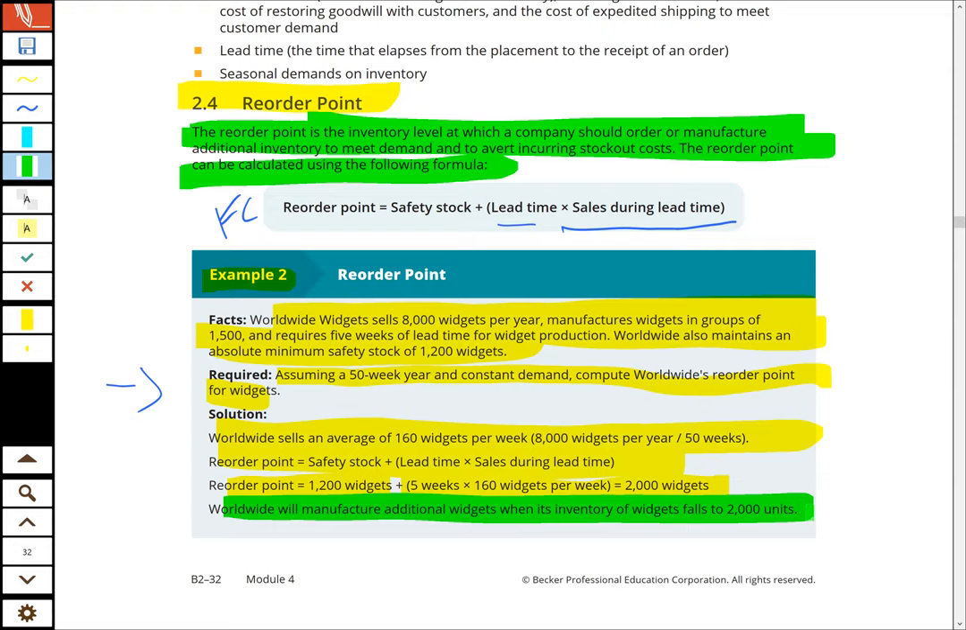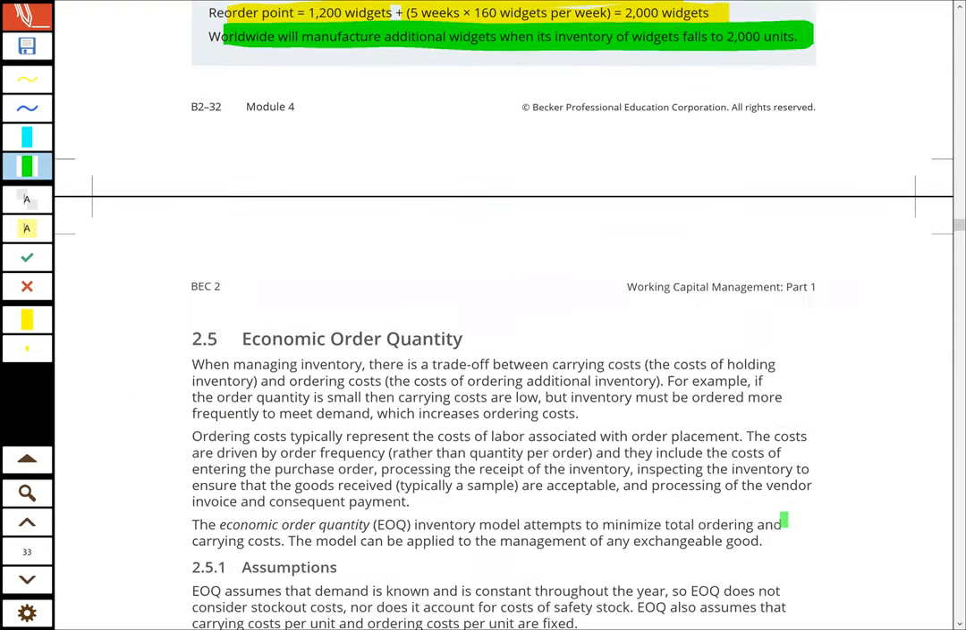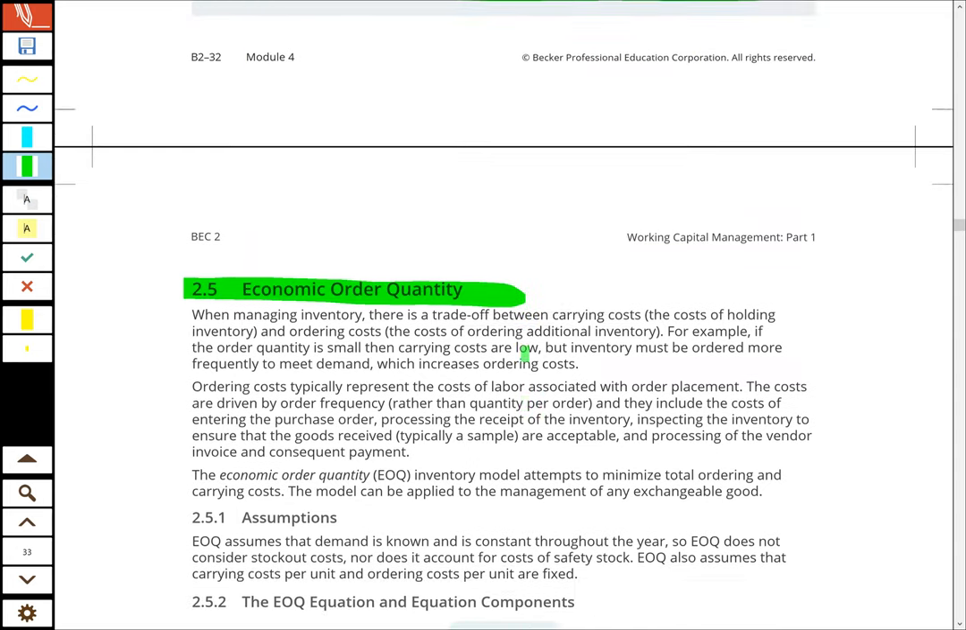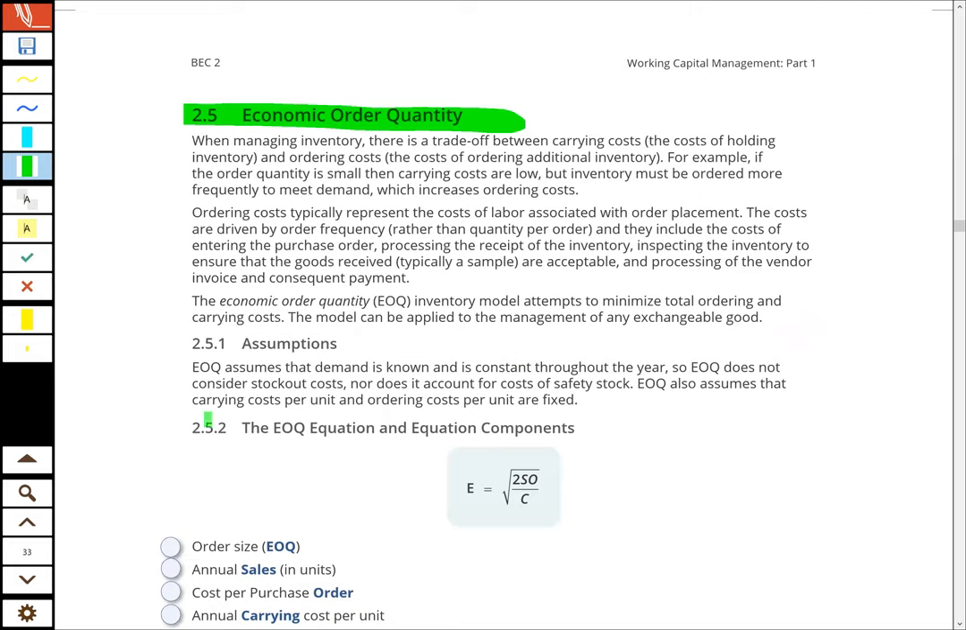Now, economic order quantity is much more scientific, and what they have is an equation. You say, well, John, explain that equation to us. I can't explain that equation to you any more than I can explain E equals MC squared. I look at that and I know what it is, but I couldn't explain a thing about it to you. So you know what the things stand for in there, but I don't know what it means.